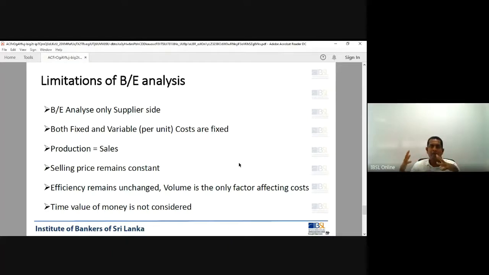Then time value of money is not considered. Next week, we will discuss time value of money, not under this class. Time value of money is the value of a rupee today and tomorrow, right? What can I do with 1 rupee today or 1 rupee which I will earn tomorrow? That is time value.